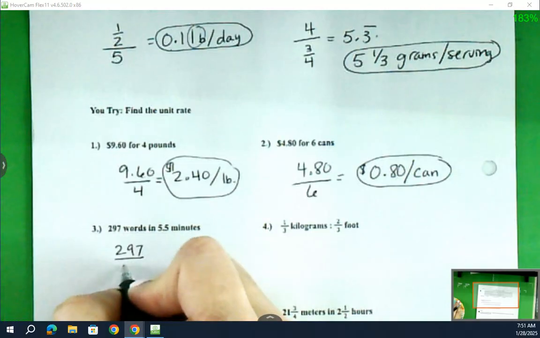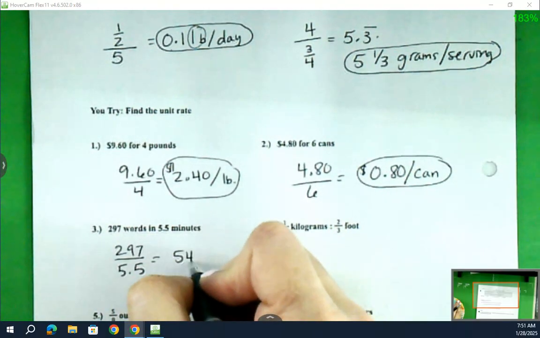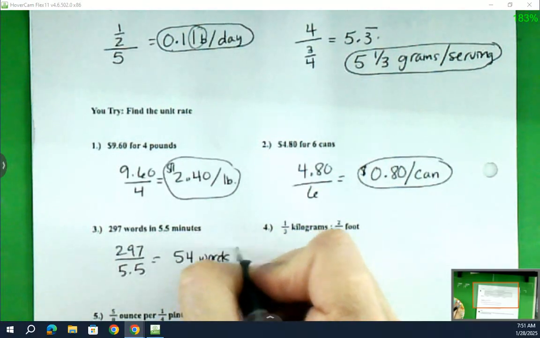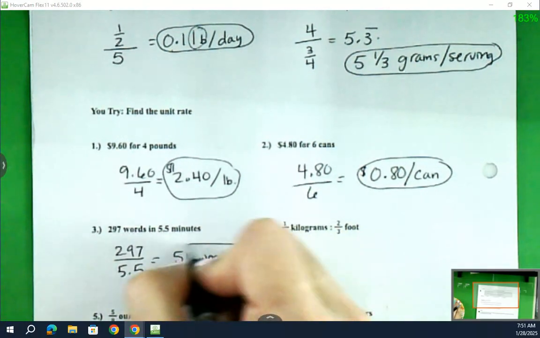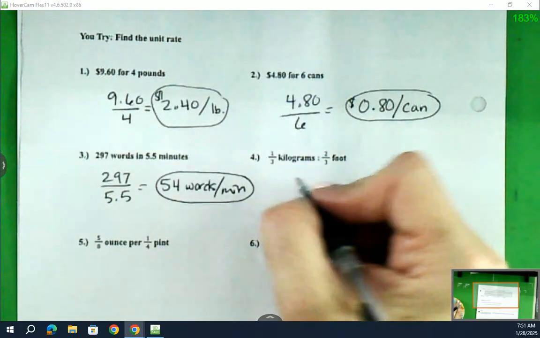297 words in 5.5 minutes. When we divide, we get 54 words per minute. So it's just simply numerator divided by denominator.